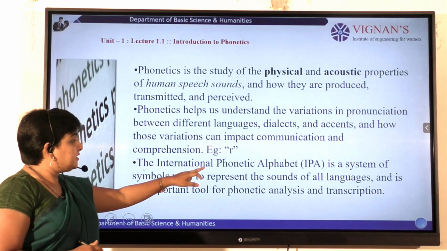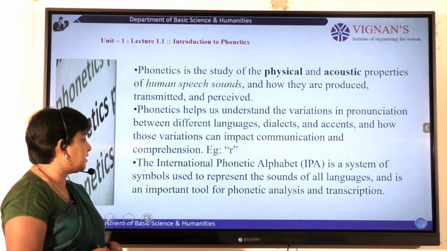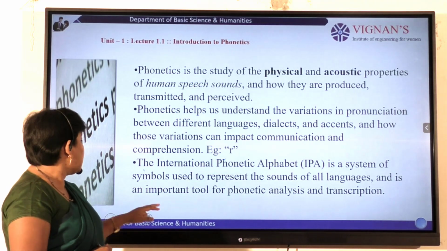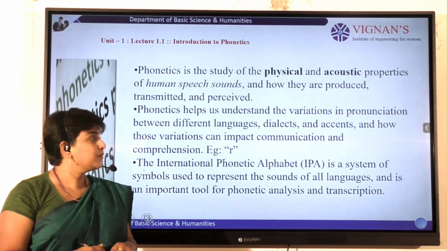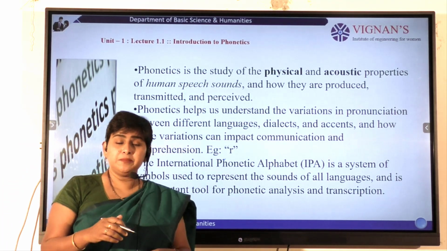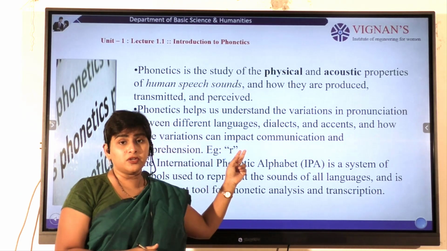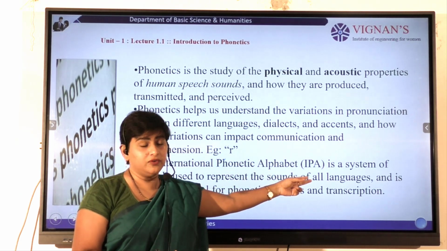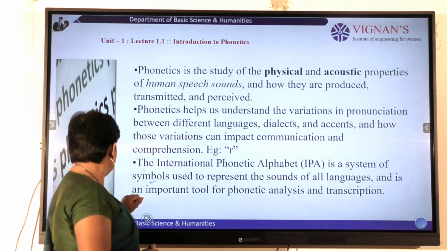The International Phonetic Alphabet, IPA, is a system of symbols used to represent the sounds of all languages and is an important tool for phonetic analysis and transcription. As we call A, B, C, D to Z alphabets, we term all 44 sounds as IPA, which is the International Phonetic Alphabet.